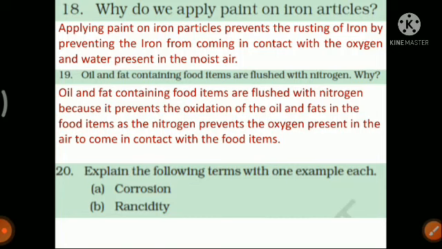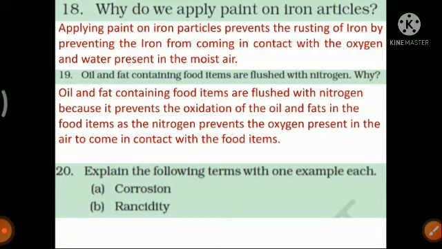So the answer is that oil and fat containing food items are flushed with nitrogen to prevent rancidity or oxidation of oil and fats in the food items by preventing oxygen from coming in direct contact with these food items. Next, explain corrosion and rancidity. So that you all know what is corrosion, what is rancidity. We have already discussed in our last class of this chapter 1.